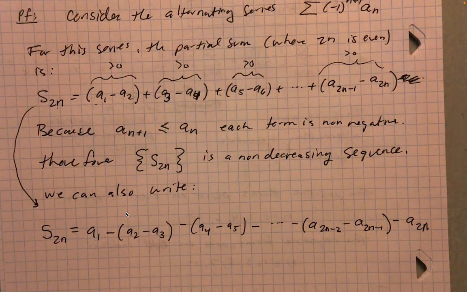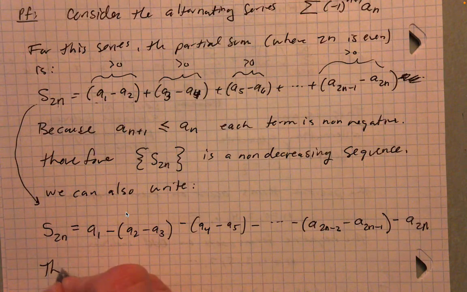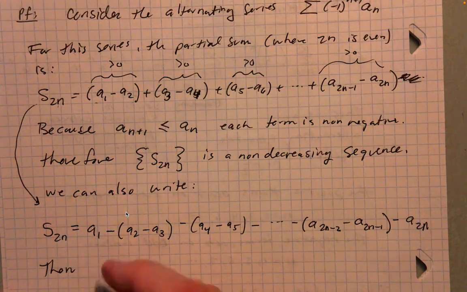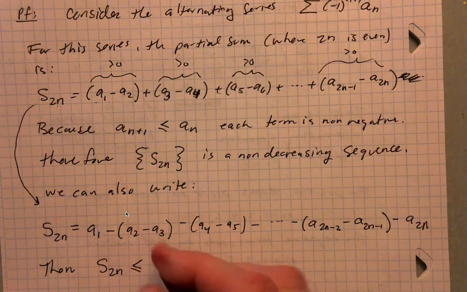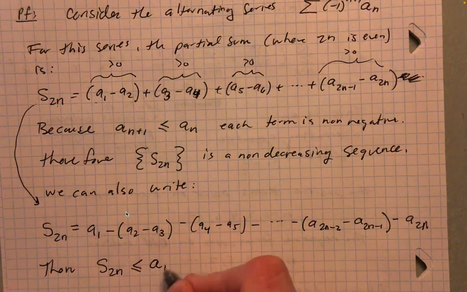And so what does this mean? What can we infer from this? What this implies is that S of 2n is going to be less than or equal to the value of a1.